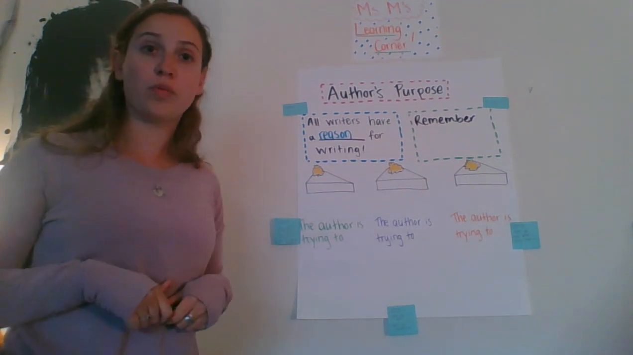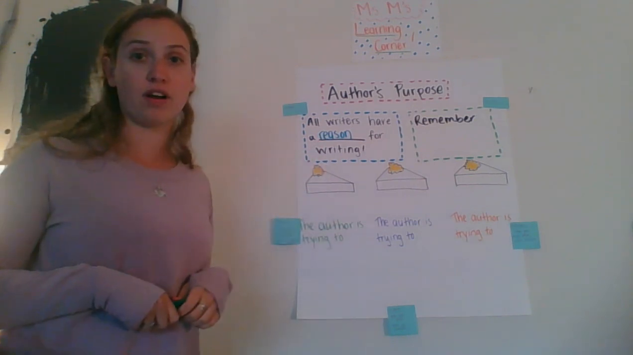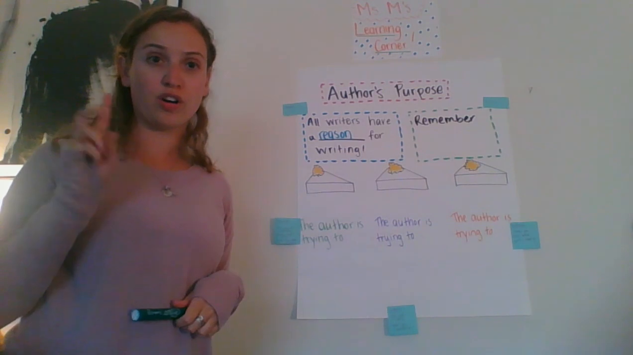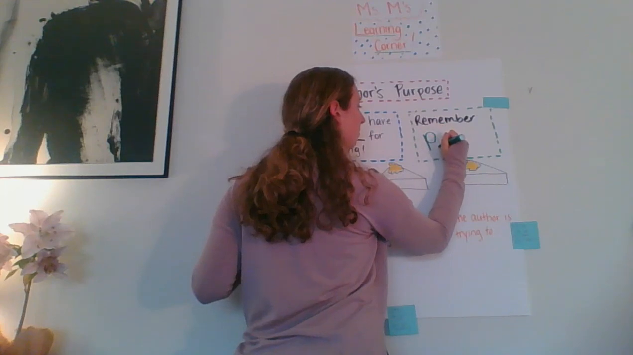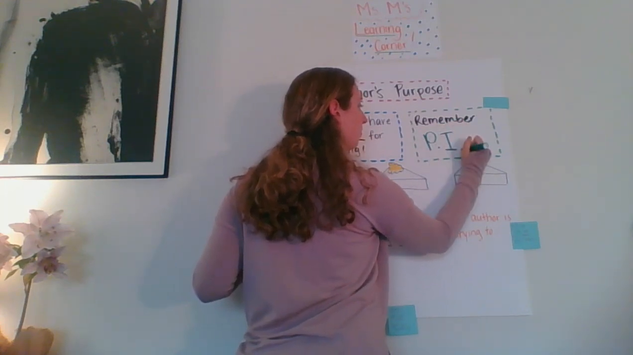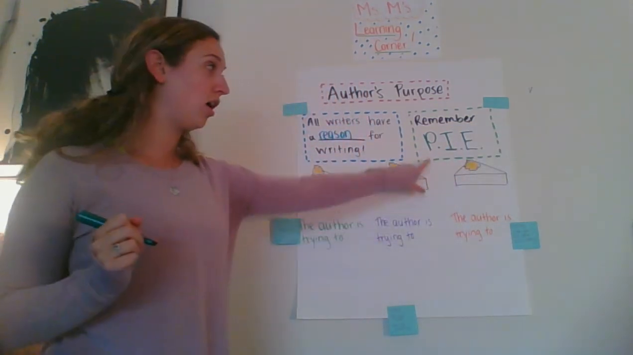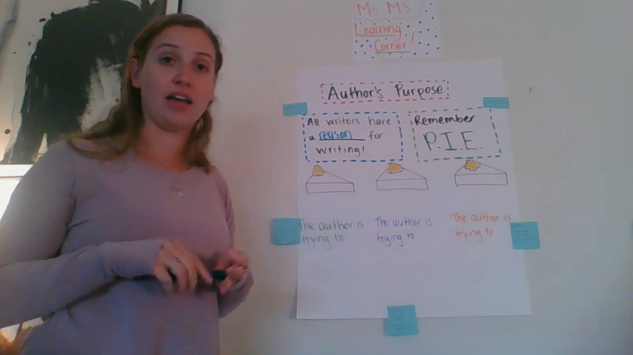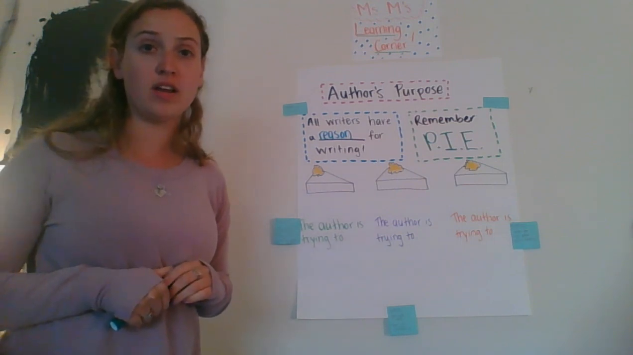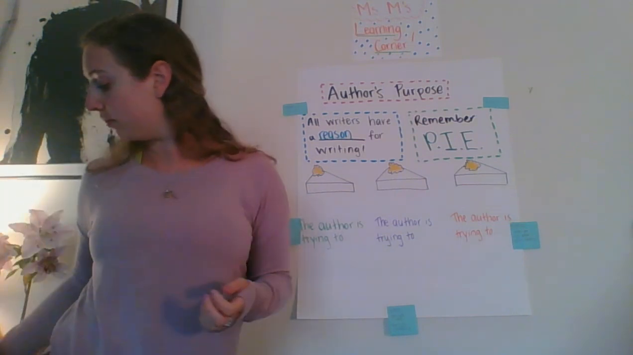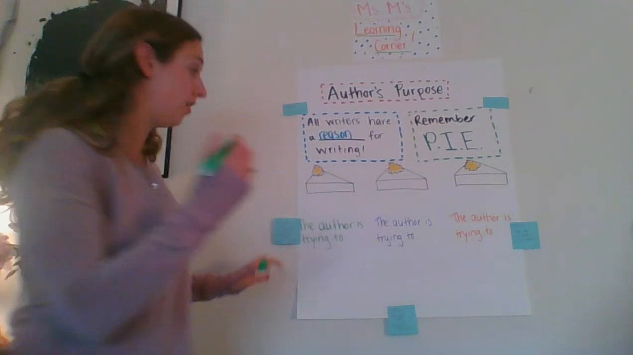So what I want you to do when we're thinking about why the author wrote a story or what reason they had for writing this story, I want you to remember this word or these three letters. I want you to remember PIE, P-I-E. And each of those letters stands for one very important reason an author might have written their story. The P stands for persuade.